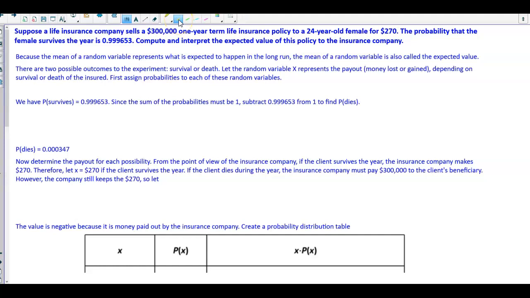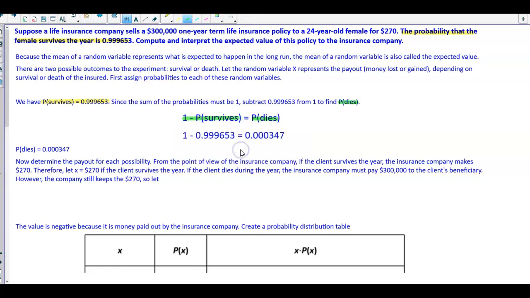What we know in the question is that the probability that the female survives the year is given by 0.999653. So there is our probability. Now, since the sum of the probabilities must equal 1, we're going to subtract 0.999653 from 1 to find the probability of death. So we take 1 and subtract the probability of survival, which is going to equal the probability of dying.